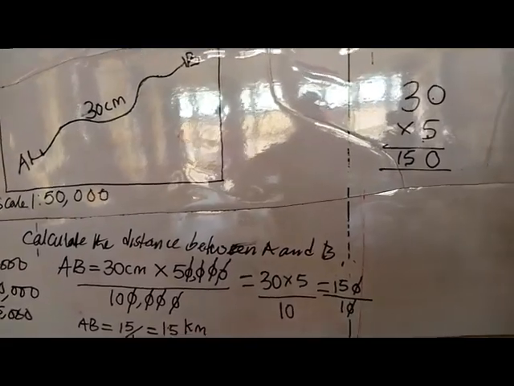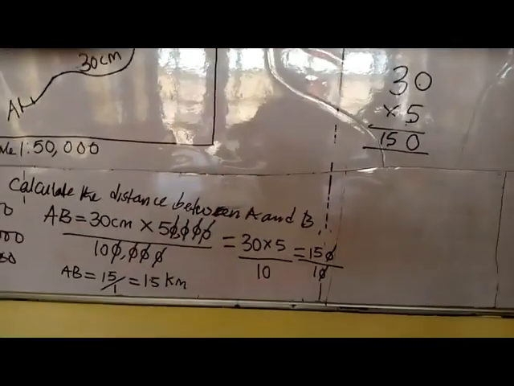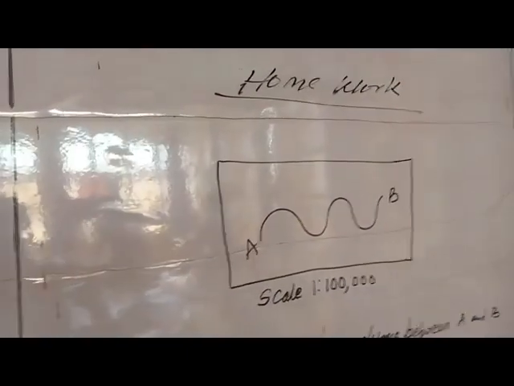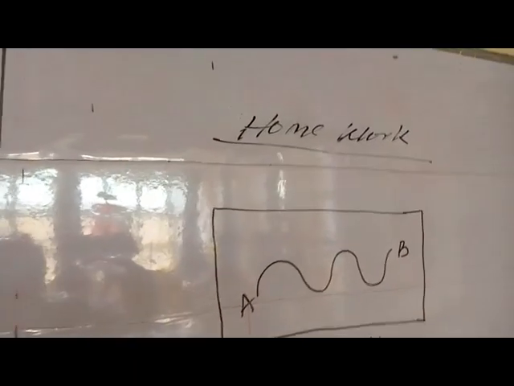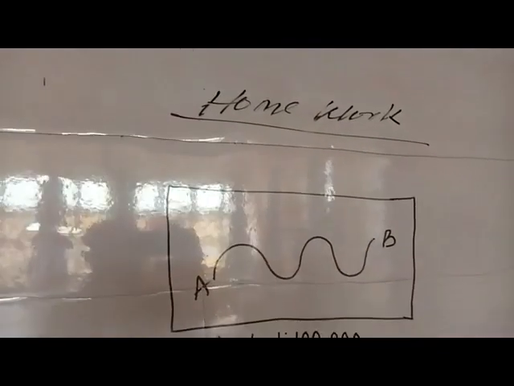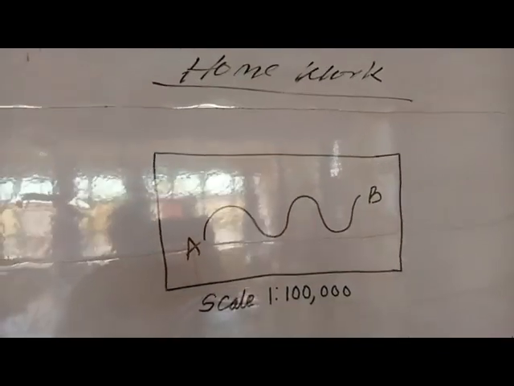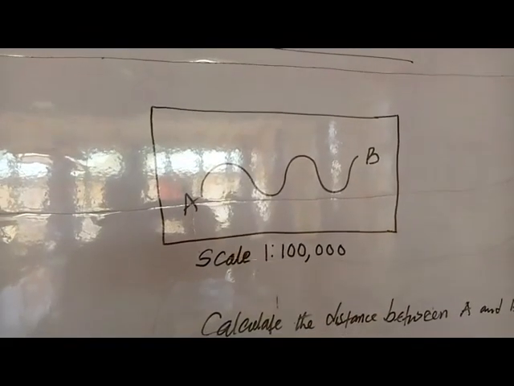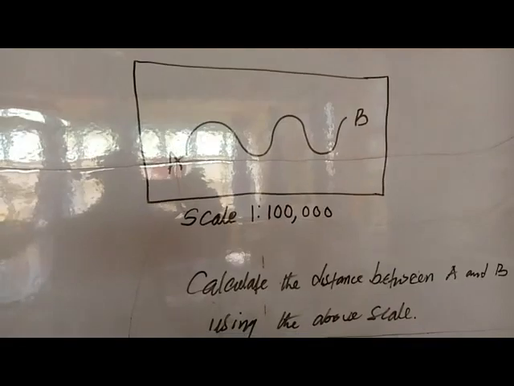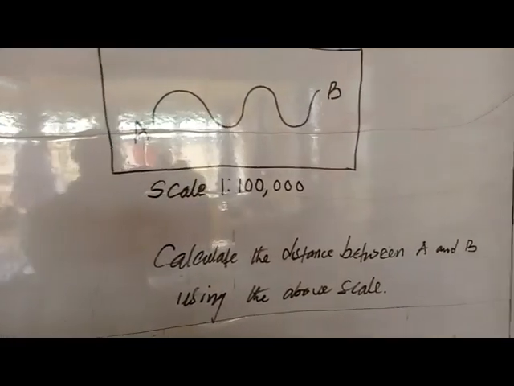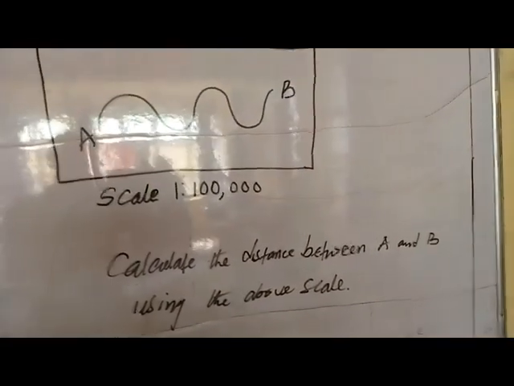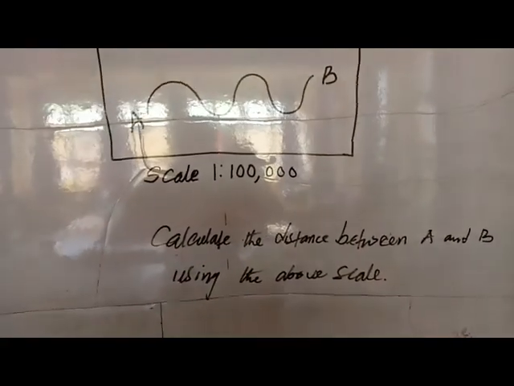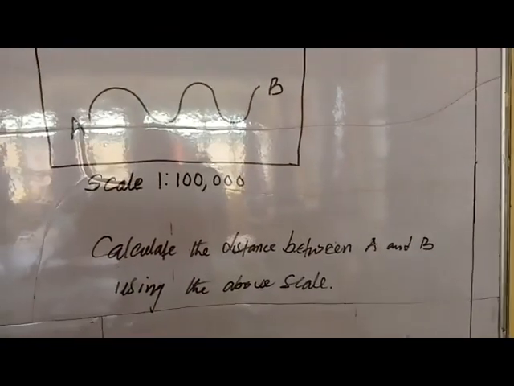Another example. Now, homework. Having understood the steps, the procedure for calculating distance, converting from centimeter to kilometer, now you are going to calculate the distance between A and B using the above scale.